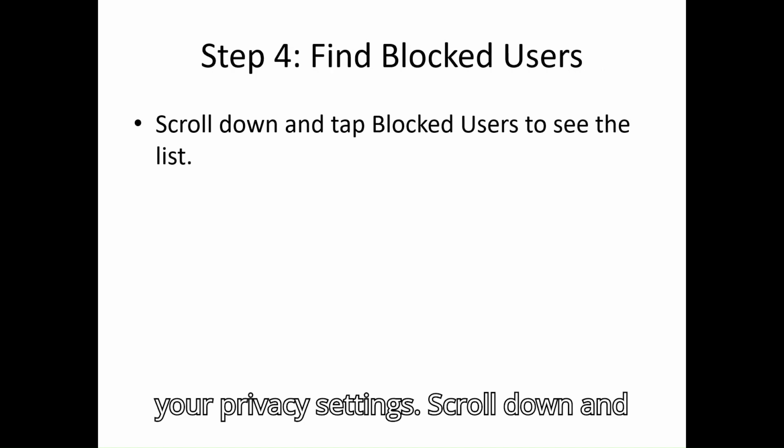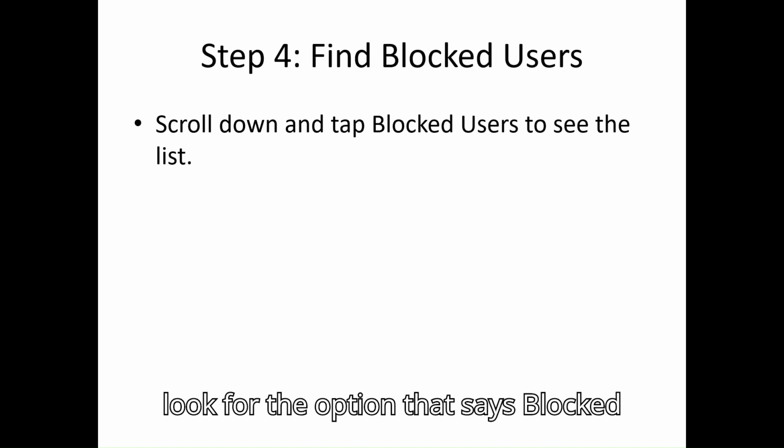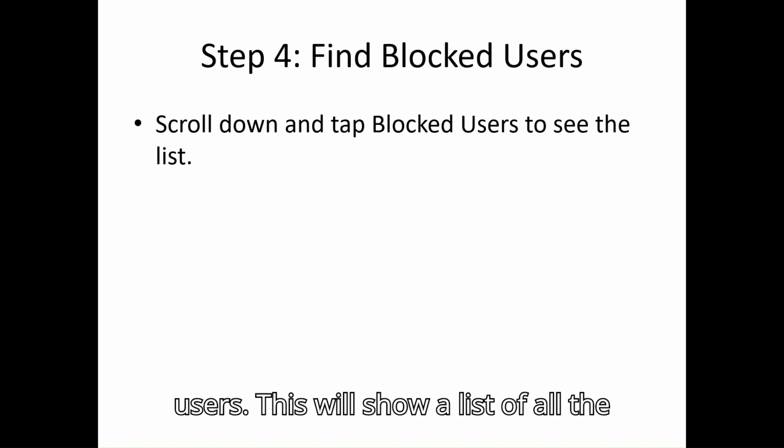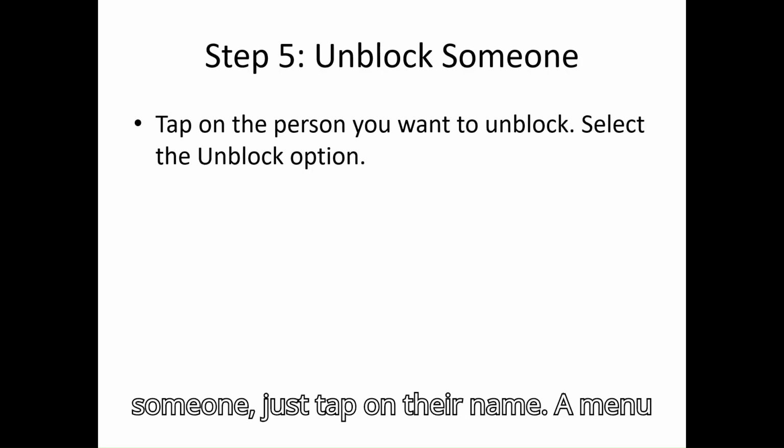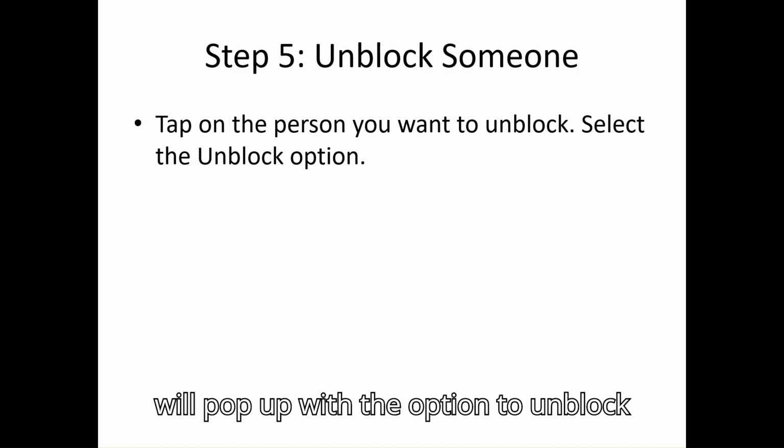In your privacy settings, scroll down and look for the option that says blocked users. This will show a list of all the people you have blocked. To unblock someone, just tap on their name. A menu will pop up with the option to unblock them.